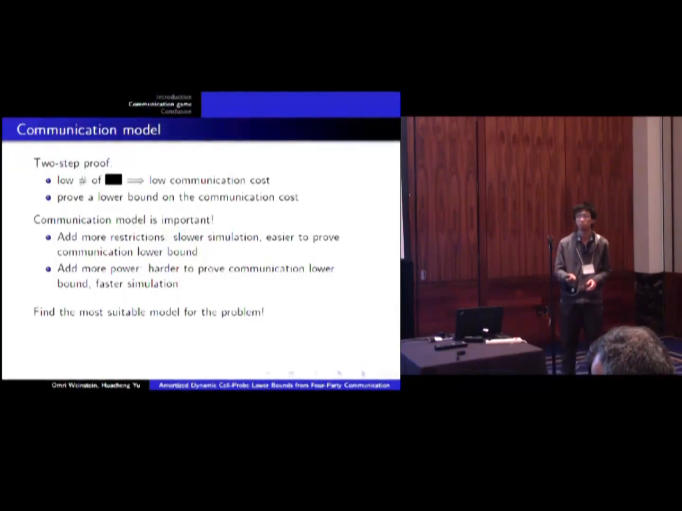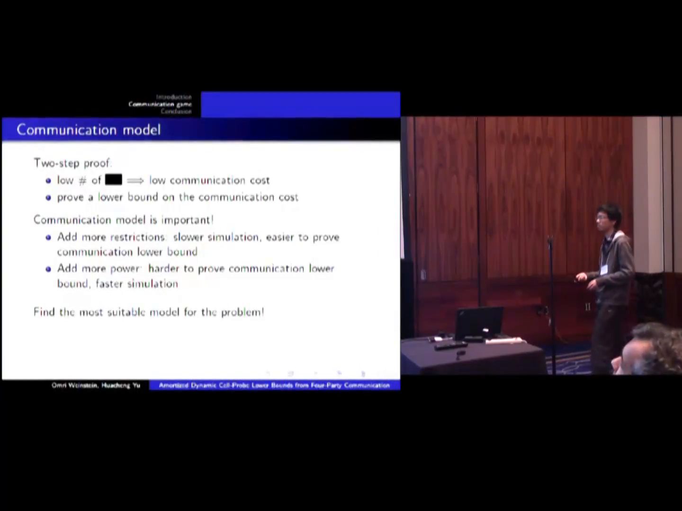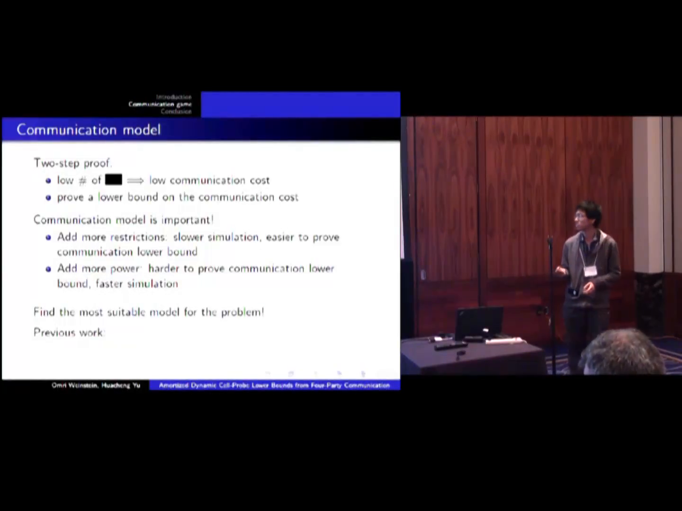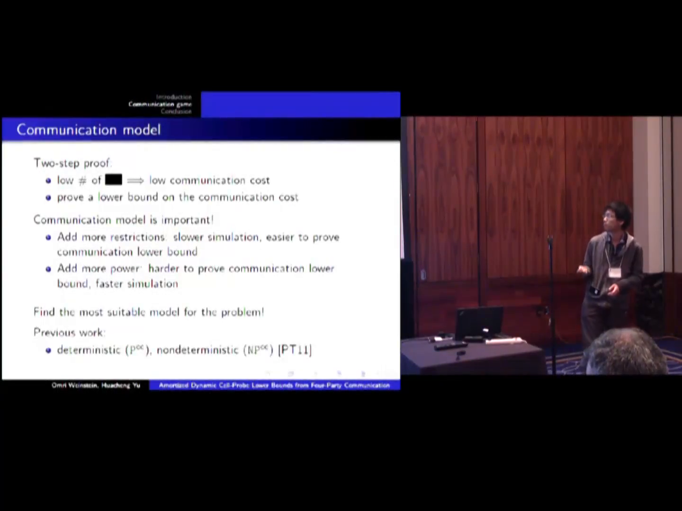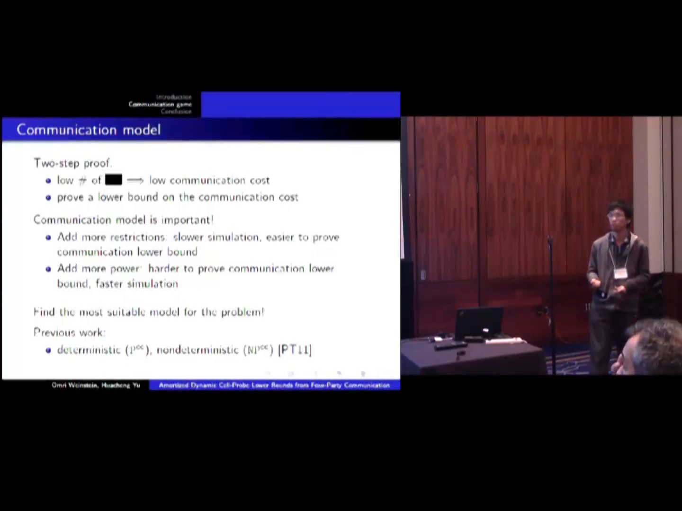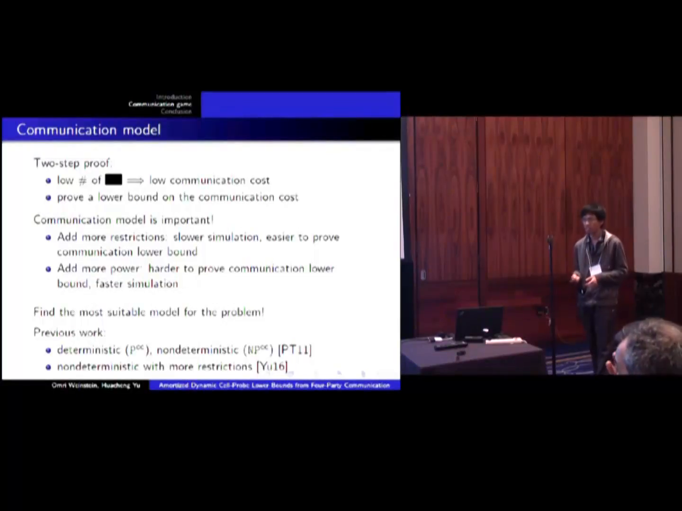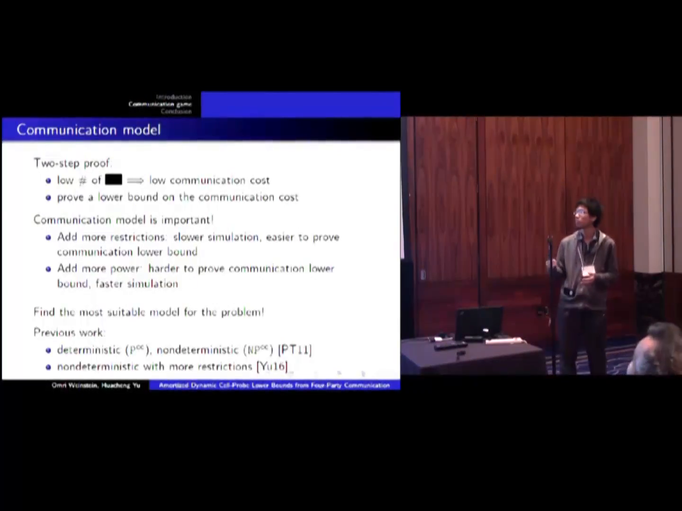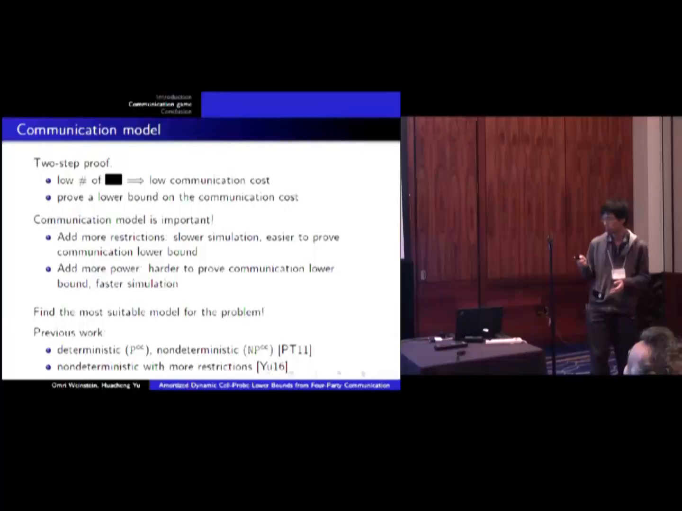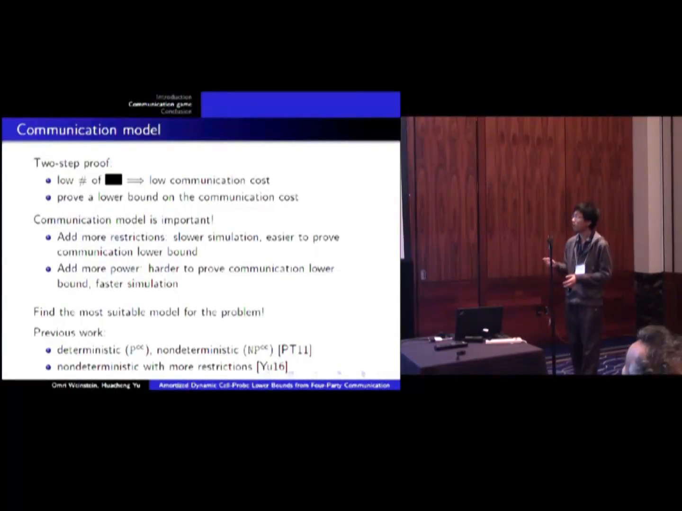So the key point here is to find the most suitable model for the data structure problem you want to prove a lower bound for. Previously, there was some work in this framework that studies the deterministic model and the non-deterministic model by Patrascu and Thorup. And earlier this year, a non-deterministic model with more restrictions was studied. And in this paper, we proposed a new communication model, which for our problem, the 2D orthogonal range counting, performs strictly better than all these previous three models.